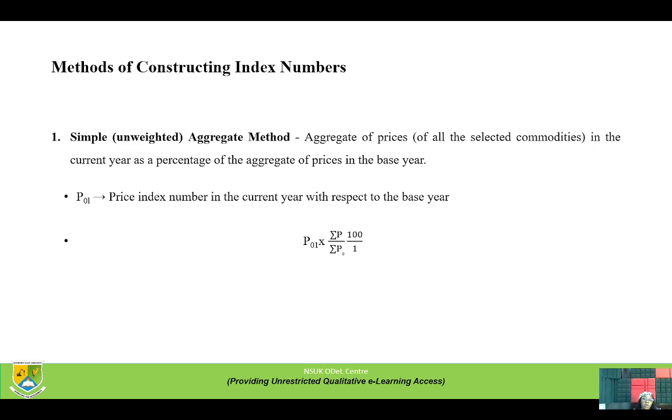So let's look at the methods of constructing index numbers. The first method is the simple unweighted aggregate method. It is the aggregate of prices, that is the prices of all selected commodities in the current year, as a percentage of the aggregate of prices in the base year. P01 is used to denote price index number in the current year with respect to base year. And the formula is given as shown.